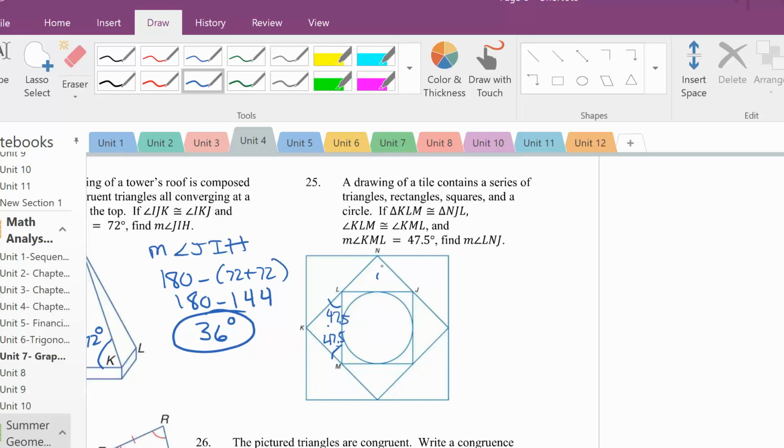It wants to find the measure of this angle here, and we know it's going to be the same as this angle here because the triangles are congruent. So once again, the measure of angle LNJ is equal to 180 minus 47.5 plus 47.5. It's 180 minus 95, and it's equal to 85 degrees.